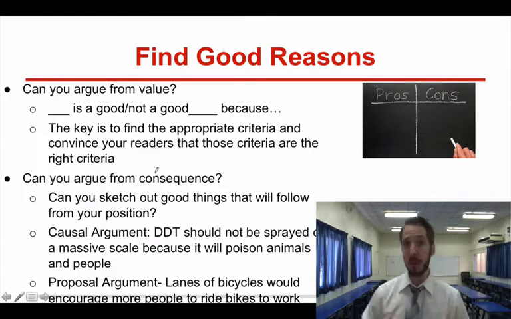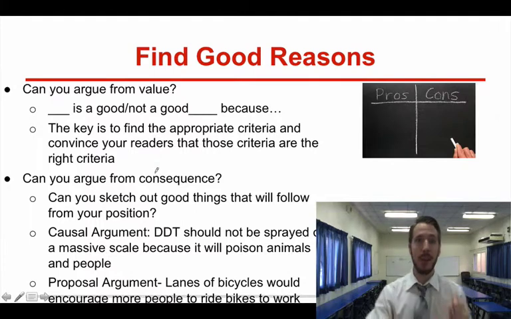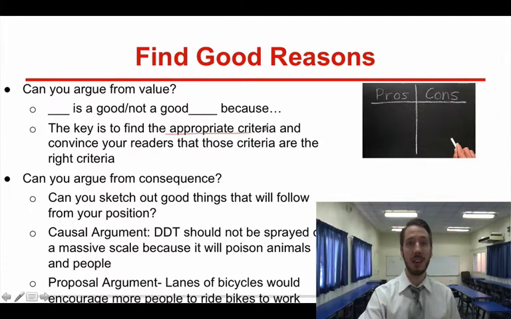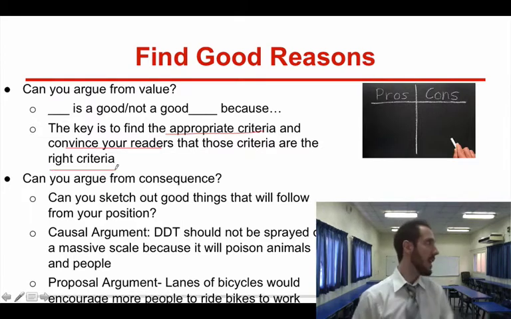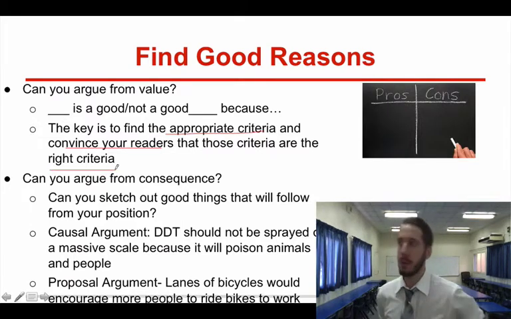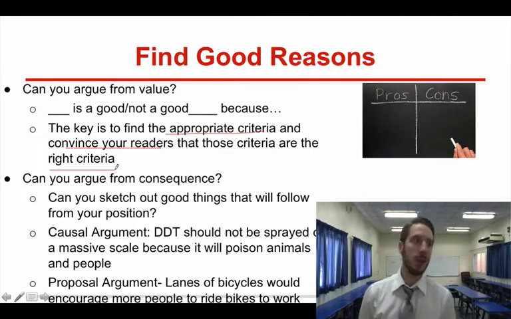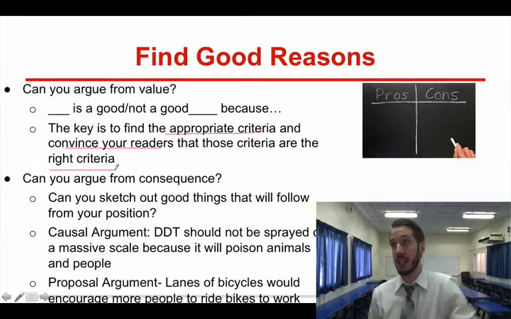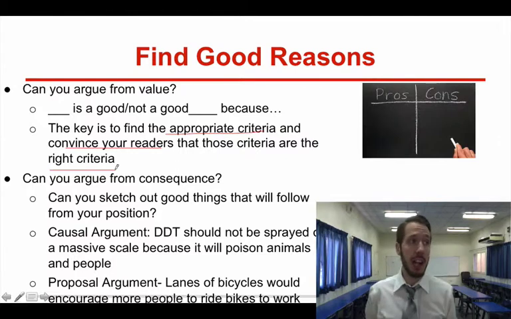Now, the key for those kinds of arguments when you write them is to find the appropriate criteria and convince your readers that those are the right criteria. If you're going to say, well, wind energy is better than coal energy because, but you're really not specifying what the criteria are for good energy, because I could make the case that, hey, good energy is cheap, so coal energy is better than wind energy or solar energy.